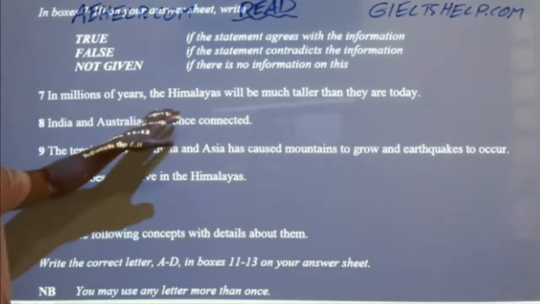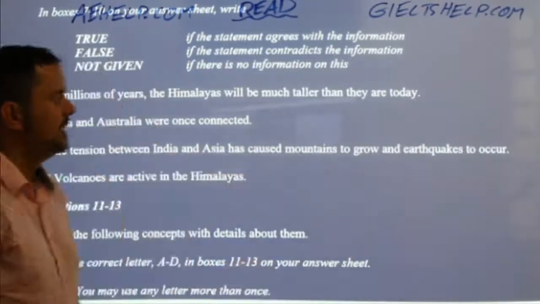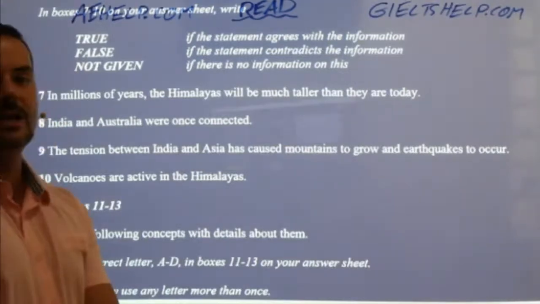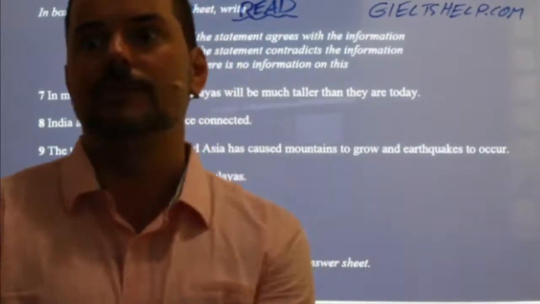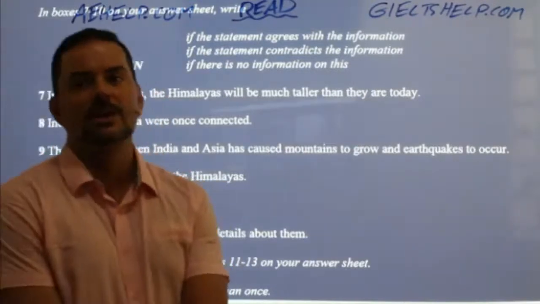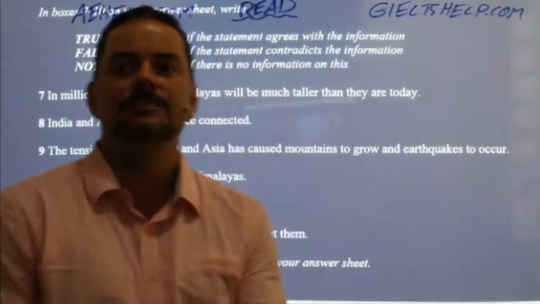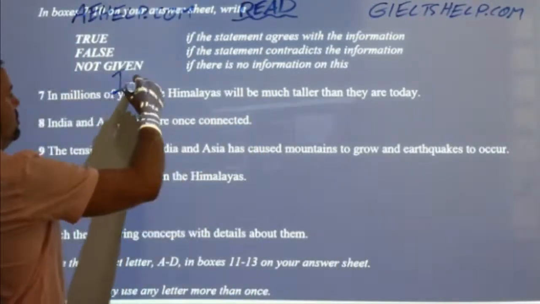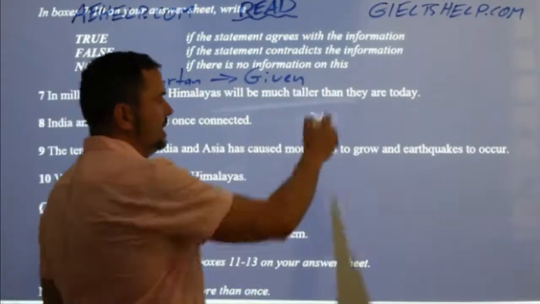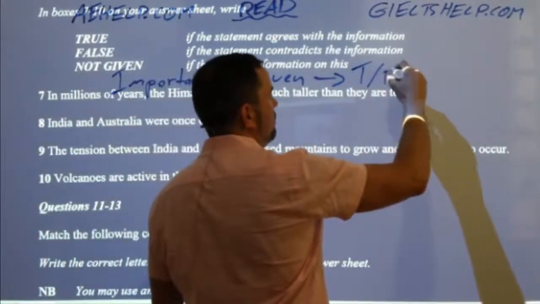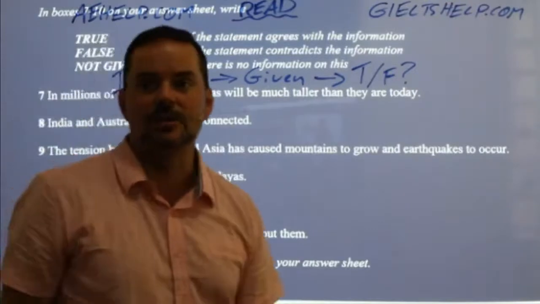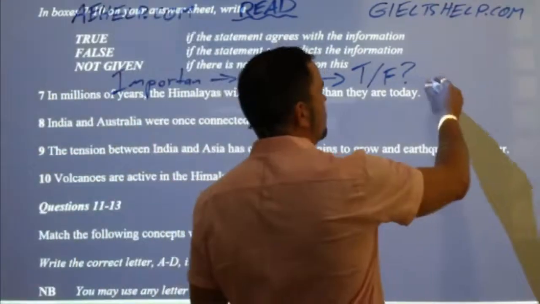In millions of years, the Himalayas will be much taller than they are today. Is it important to know whether or not the Himalayas are growing, staying the same, shrinking, according to this passage, the formation of the Himalayas? Yeah, it's important. Because we know that the information is important, we can decide that it's given. Once we decide that it's given, we have to figure out if it's true or false. So is it true that the Himalayas are getting taller and taller? Yeah, that's true. So we know that the answer is true.